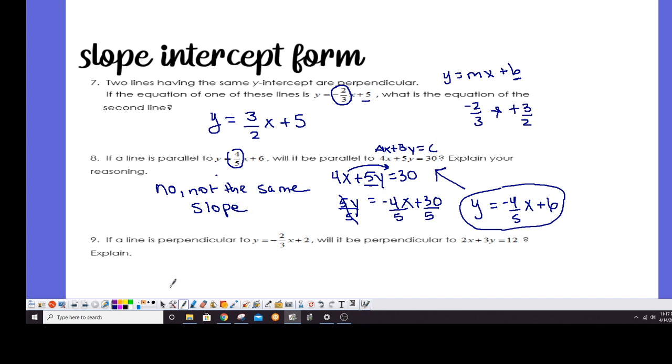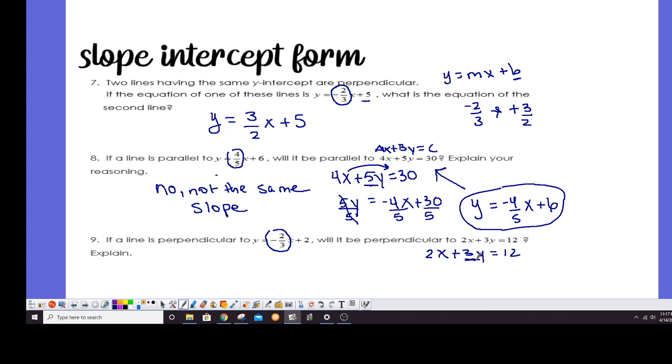Okay, last one. If a line is perpendicular to y equals negative 2/3 x plus 2, will it be perpendicular to 2x plus 3y equals 12? Okay, well, let's take a look. We have the slope here is negative 2/3. We want to find the slope of this one, so we need to write it in slope-intercept form. I'm sure we've done this before in our algebra class, but we're going to revisit this.